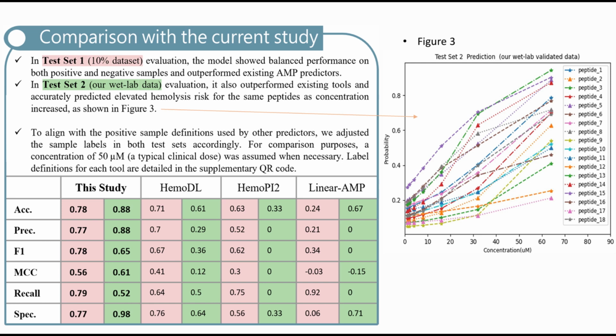To align with the positive sample definitions used by other predictors, we adjusted the sample labels in both test sets accordingly. For comparison purposes, a concentration of 50 micromolar, a typical clinical dose, was assumed when necessary. Label definitions for each tool are detailed in the supplementary QR code on the next page.